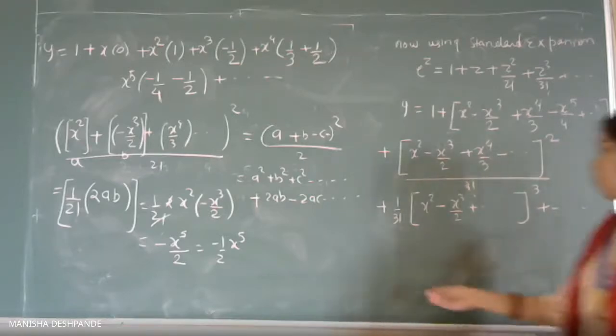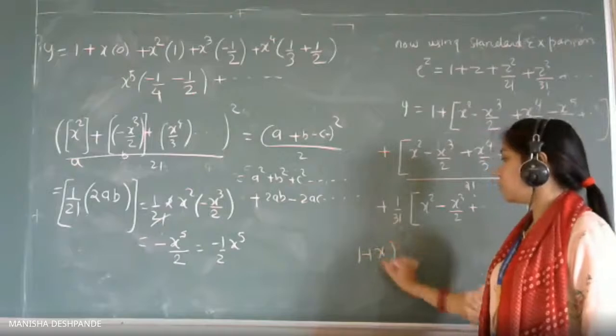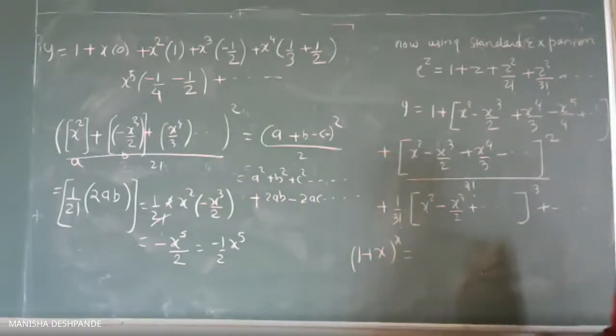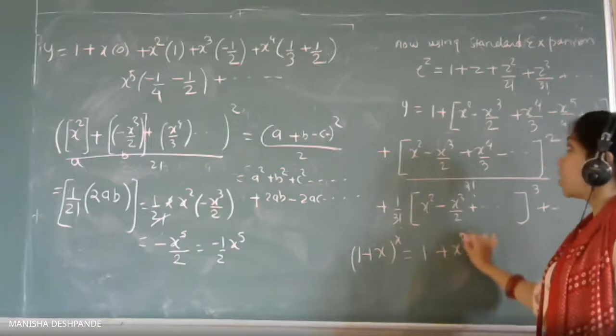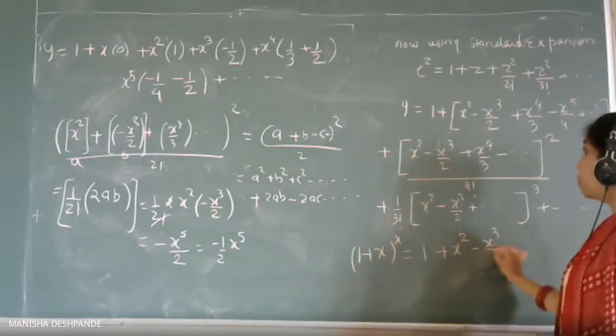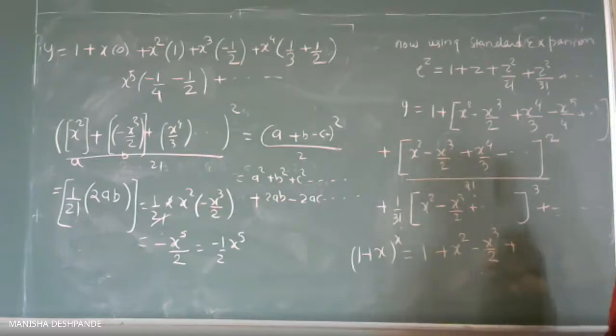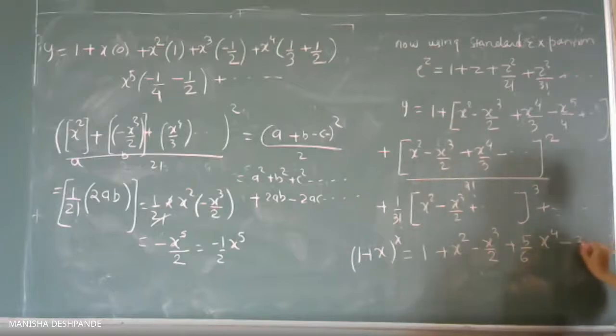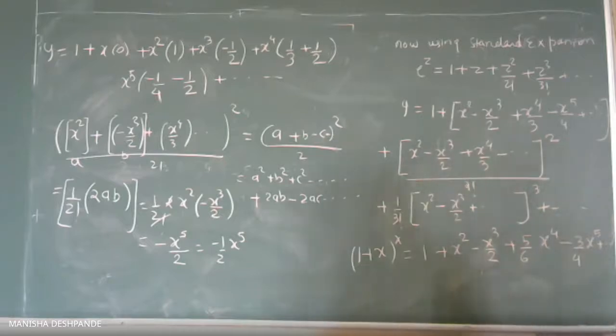1 plus x raised to x is nothing but 1 plus x square minus x cube by 2 plus 1 by 3 plus 1 by 2 is 5 by 6. Cross multiply. 2 plus 3, 5 divided by 6. So 5 by 6 x raised to 4 minus 2 minus 4 is minus 6 by 8, that is minus 3 by 4 x raised to 5 and plus 1 by 1. That's your final answer. The expansion of 1 plus x raised to x is this. Okay?